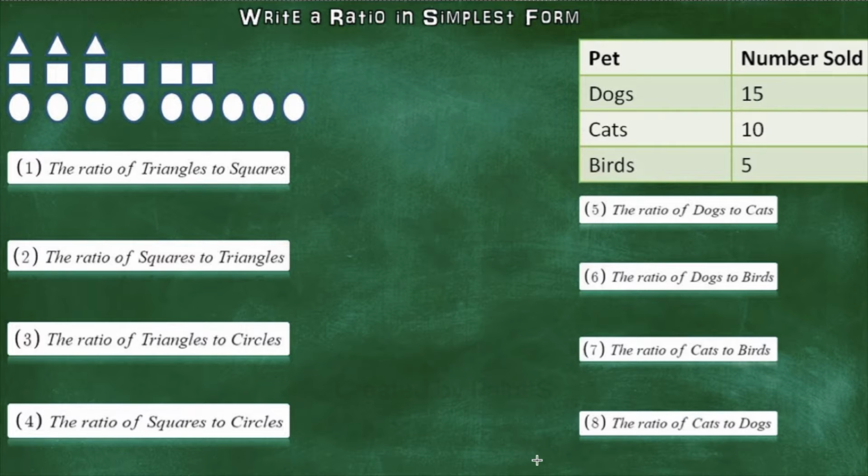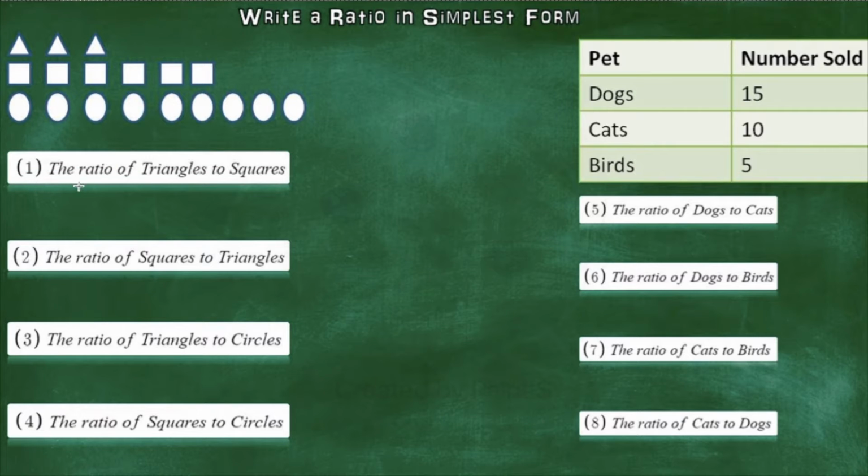In this video, I will teach how to write a ratio in simplest form. Before we start, let's remember the definition of ratio. Ratio is the comparison of two quantities in division form. For example, the number of boys to girls in a classroom. To understand better, let's solve these 8 questions. The first 4 questions are about the shapes over here, and the last 4 questions are about this table.